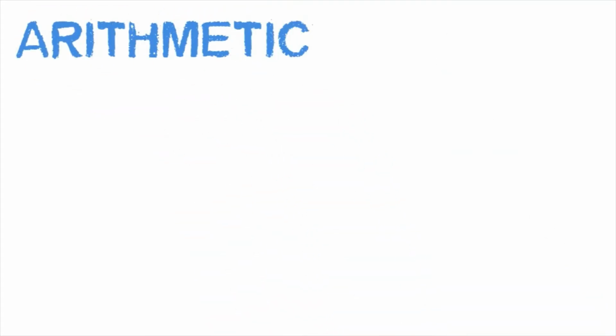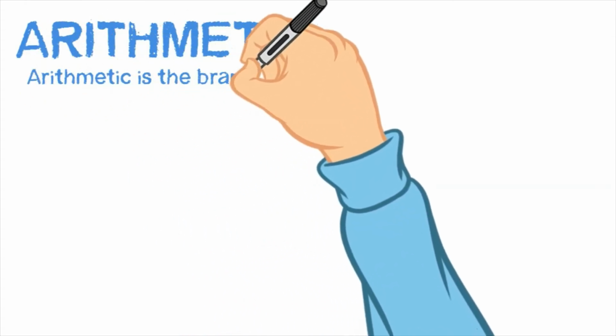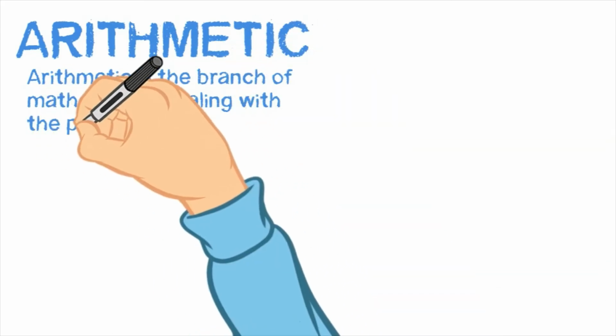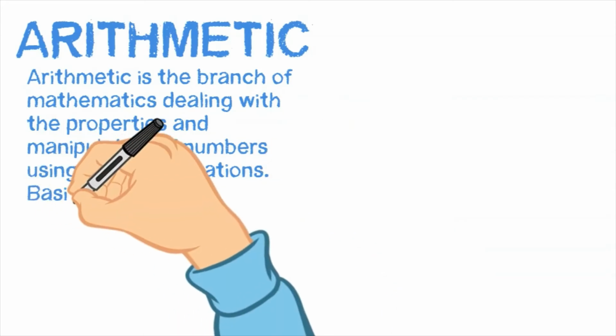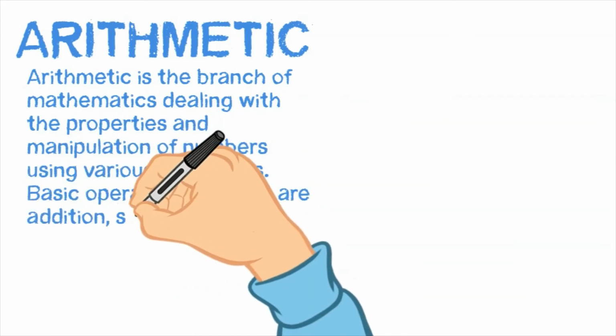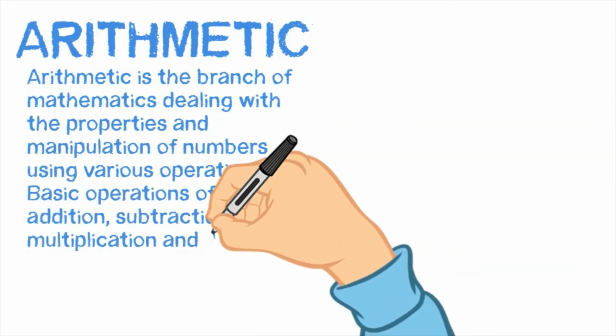Arithmetic. So far, what we have discussed in this lesson are the sets of numbers: natural numbers, whole numbers, integers, and non-integers. Now that we understand these sets of numbers, and at least how whole numbers are written, we can now define what arithmetic is. Arithmetic is the branch of mathematics dealing with the properties and manipulation of numbers using various operations. Basic operations of math are addition, subtraction, multiplication, and division.